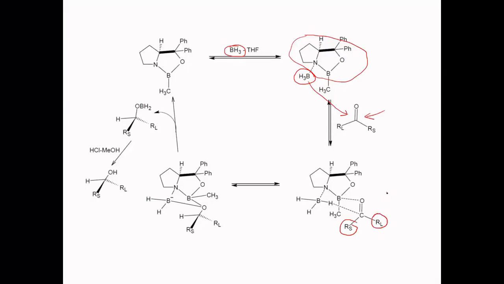You can draw it this way also, C double bond O, RL is near and RS is away. But what will happen in this? When the RL will be nearby, there will be repulsion between this methyl group and RL. And therefore we are expecting the attack will take place from the side of the smaller group, and hence when it will take place from the side of smaller group, I will end up with specifically one product, which on hydrolysis will give us an alcohol.